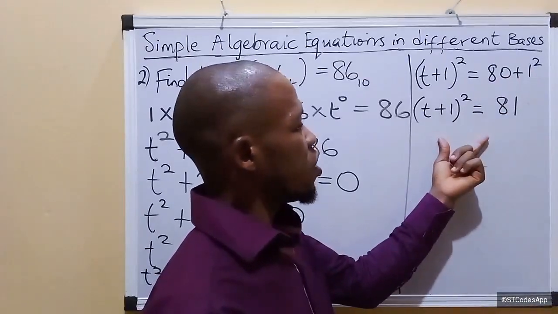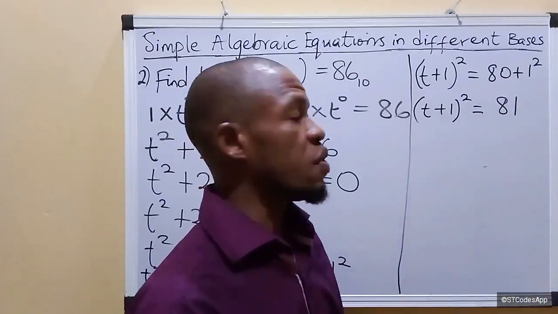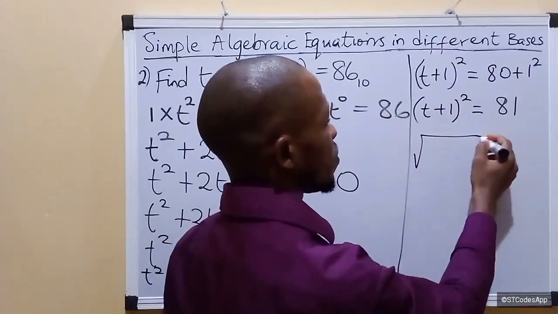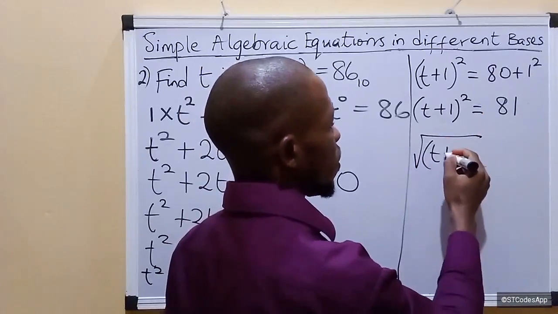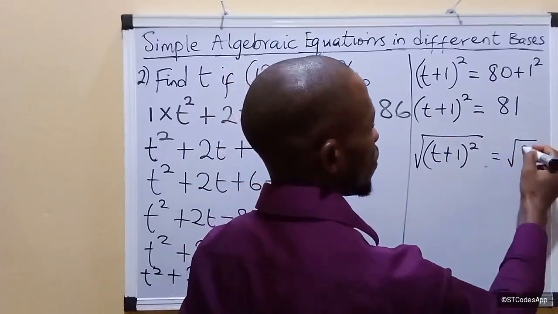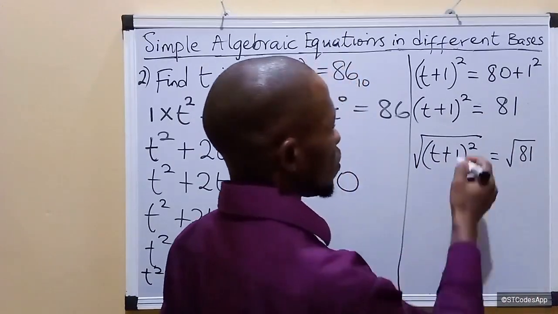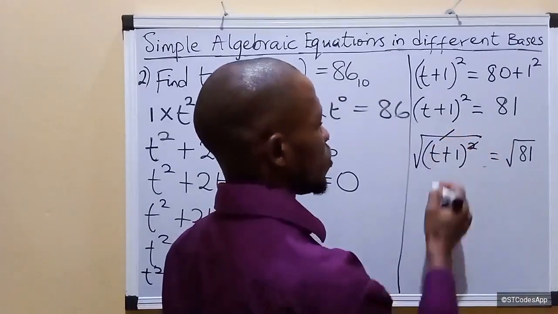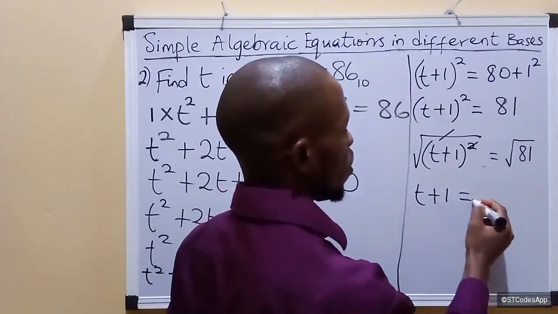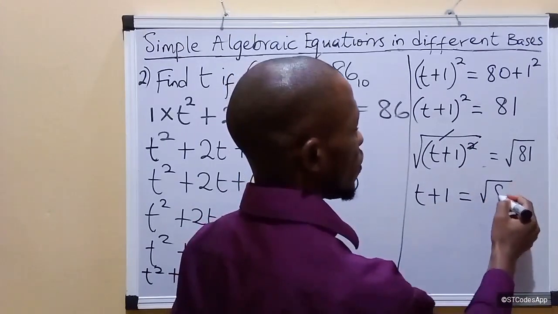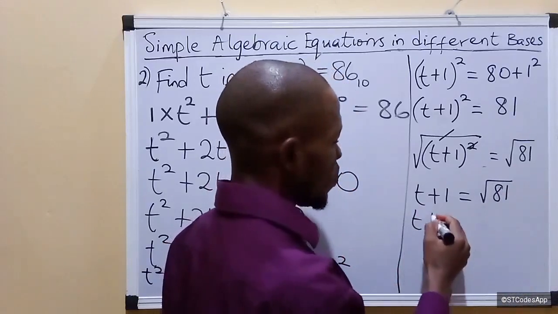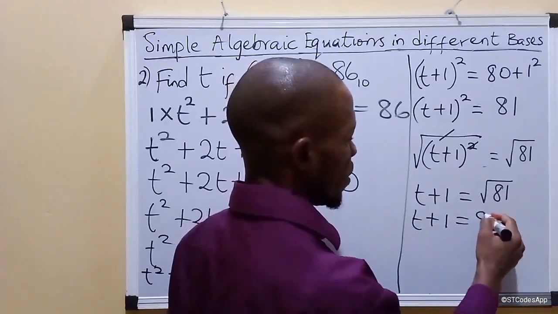To resolve this stage, we are going to find the square root of both sides of the equation so as to eliminate this square. So we are going to have square root of t plus 1 squared equal to square root of 81. So this will cancel this square root. We are left with t plus 1 equal to square root of 81, and that gives us 9. So we have t plus 1 equal to 9.